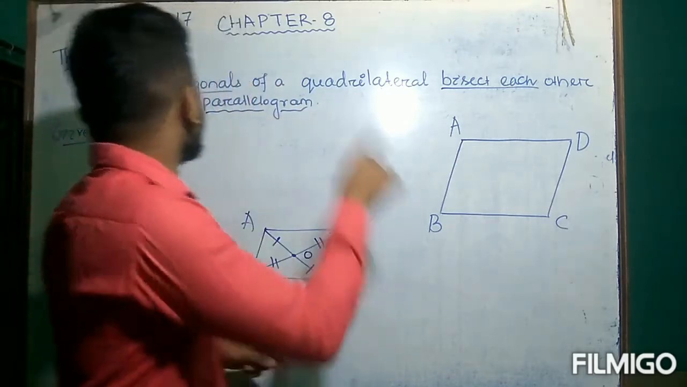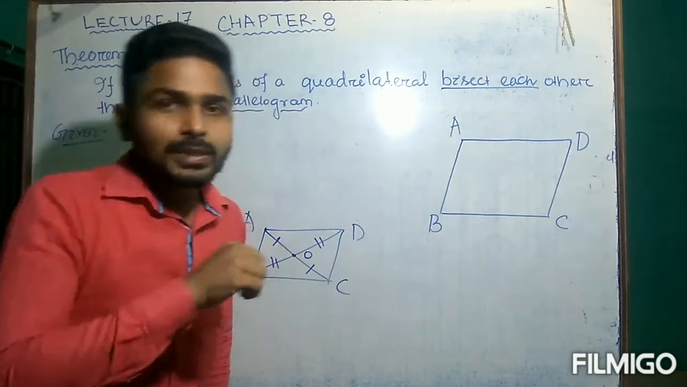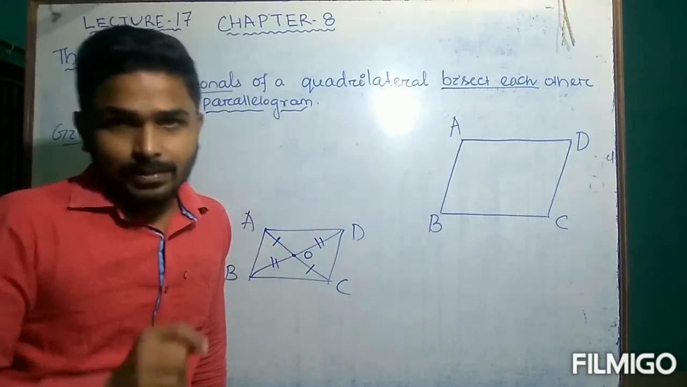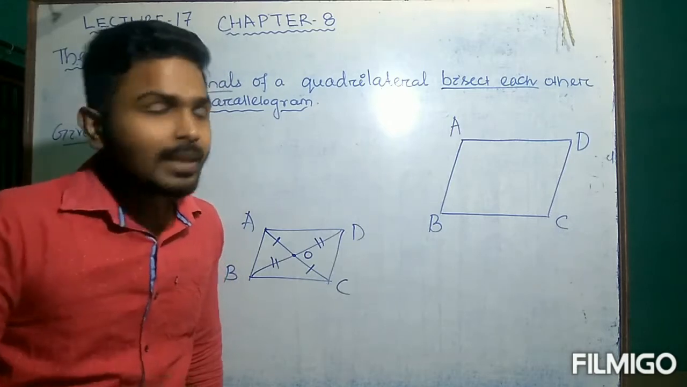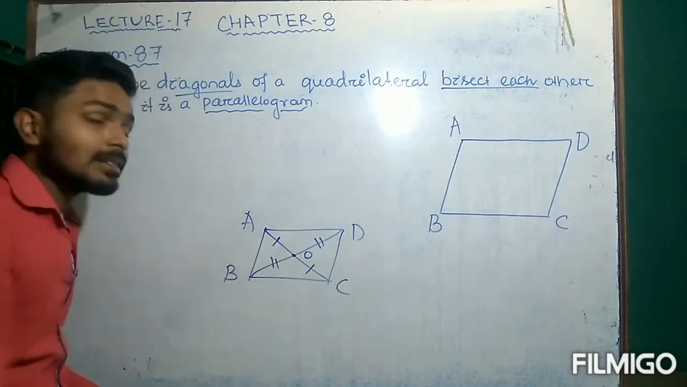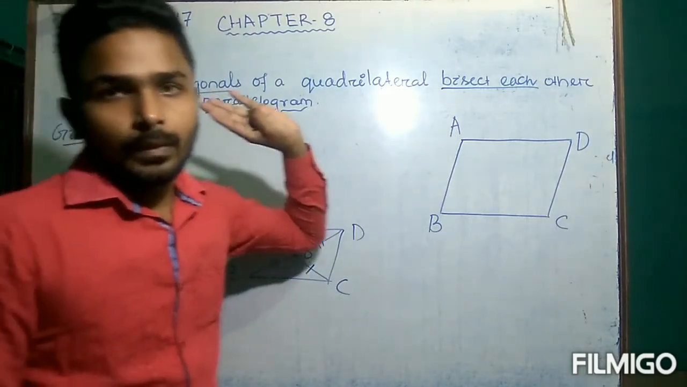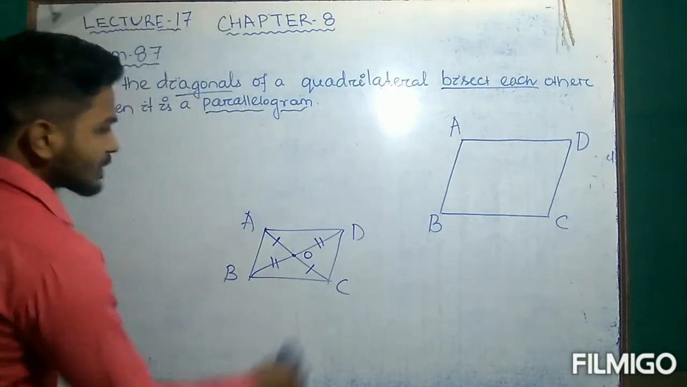In the previous theorem we have discussed that in a parallelogram the diagonals bisect each other, and now we are going to discuss that if in a quadrilateral the diagonals bisect each other, then this quadrilateral is nothing but a parallelogram. So let us write what is first given here.